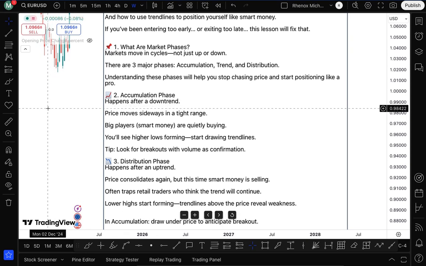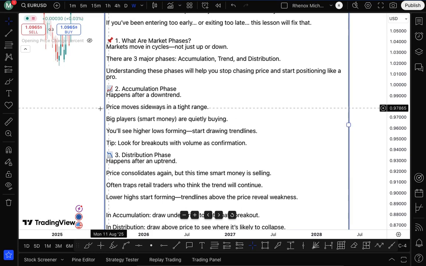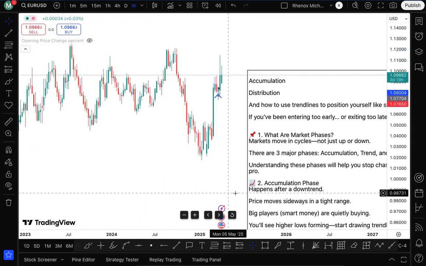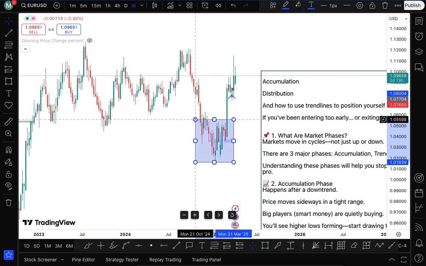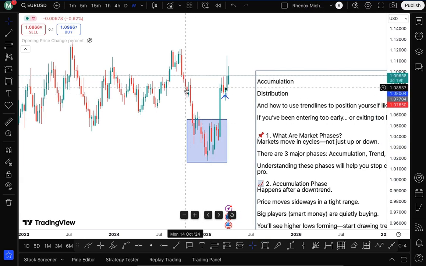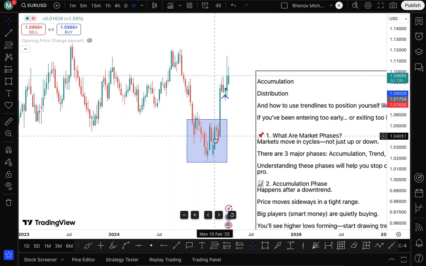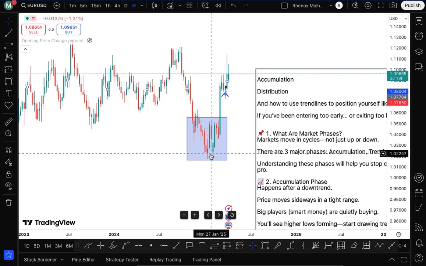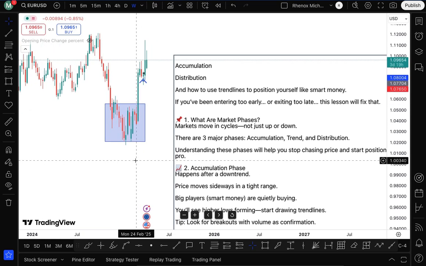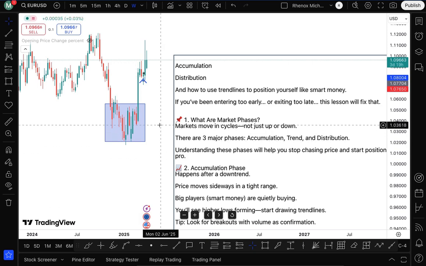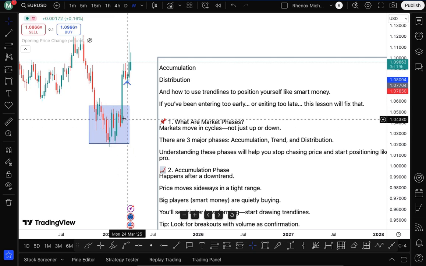Okay, now we have the accumulation phase. The accumulation phase happens after a downtrend. If you can look in here well, this is the accumulation phase here. You can see after this downward trend where price broke structure to the downside, we had this form of consolidation here. This is what we call the accumulation phase. So price moves sideways in a tight range, and that's a scenario whereby the big players are quietly buying, stacking in their orders, more of buys.